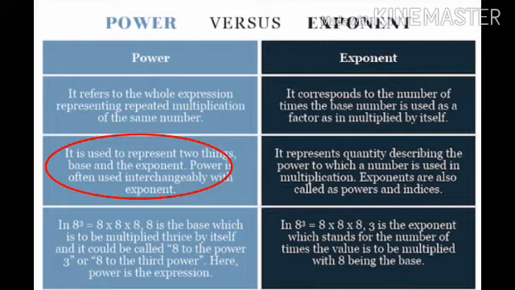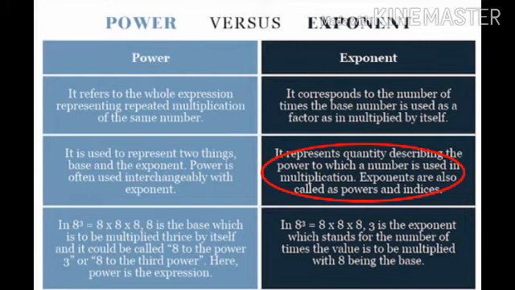Power is often used interchangeably with exponent. Second point in exponent: it represents the quantity describing the power to which a number is used in multiplication. Exponents are also called powers and indices.